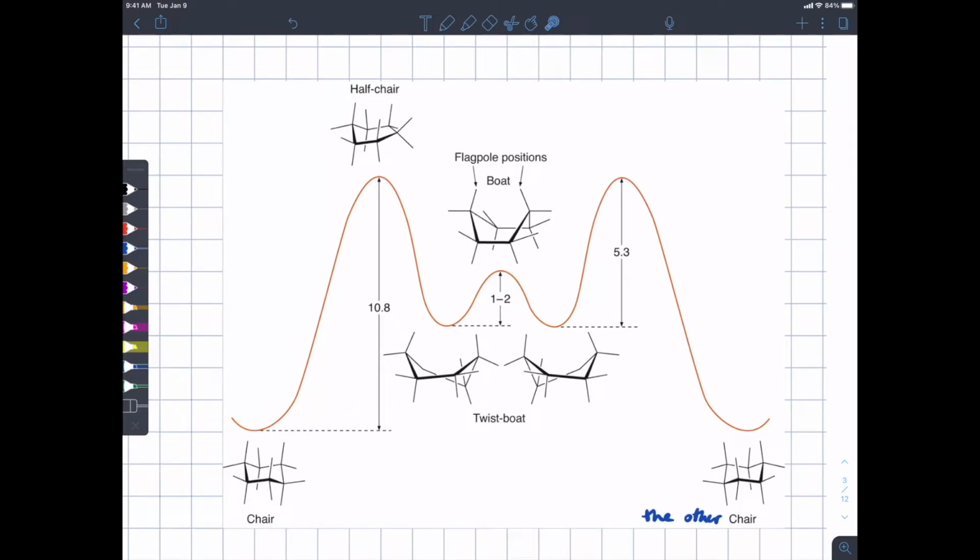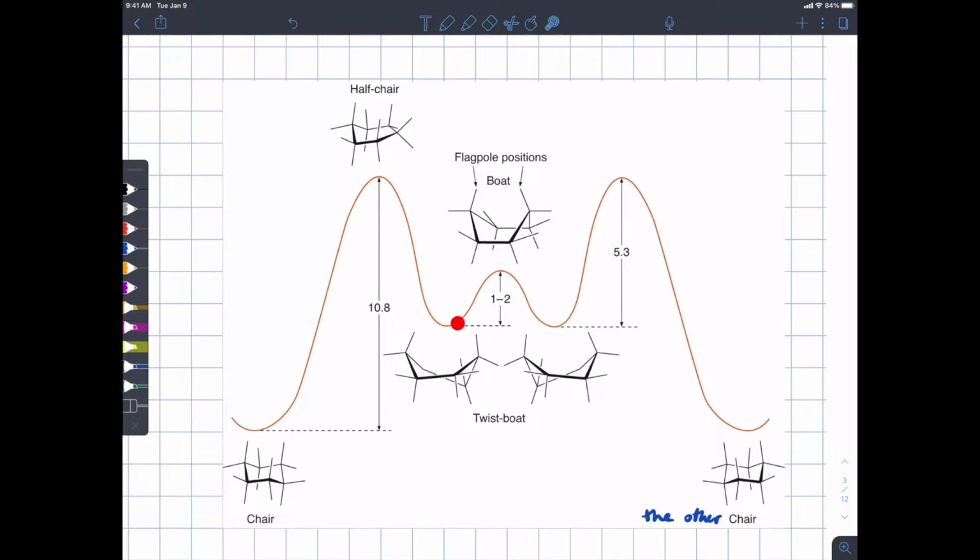So in going from one chair to the other, sometimes undergraduate texts will tell you you go from one chair to a boat and then to the other chair. Actually, that's not true. When going from one chair to another, you take one of the down carbons and start to move it up a little bit. This is called a half chair because everything else is still sort of a chair except for that carbon. That's a high energy transition state because you can see all of these groups are eclipsed with each other and this bond angle is going to have to be distorted.